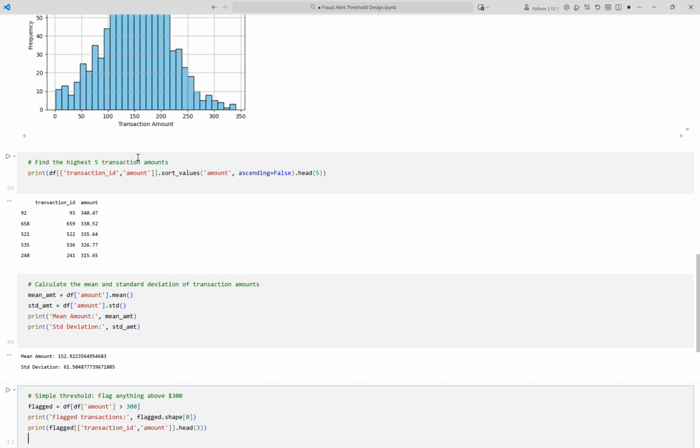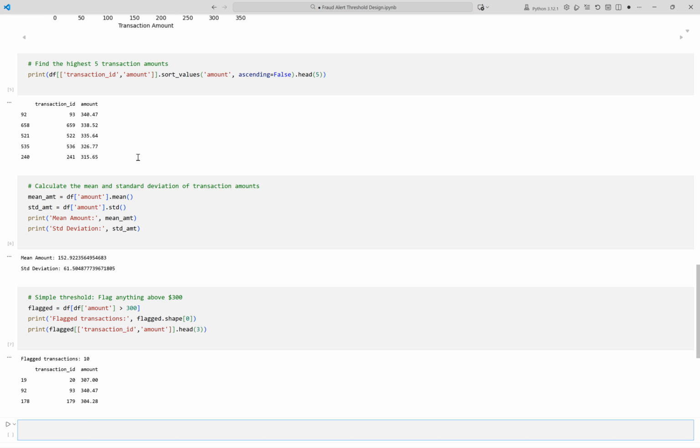Running the cell now. This output shows that 10 transactions exceed the $300 threshold, indicating potential outliers or fraud risks. The sample flagged transactions confirm amounts just above the threshold, helping to validate the choice of $300 as a cutoff. This step is crucial for understanding how many and which transactions might trigger alerts based on the amount distribution. What would happen if you lowered or raised the threshold?